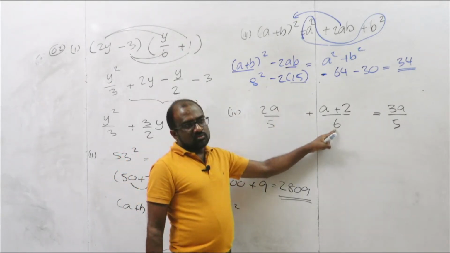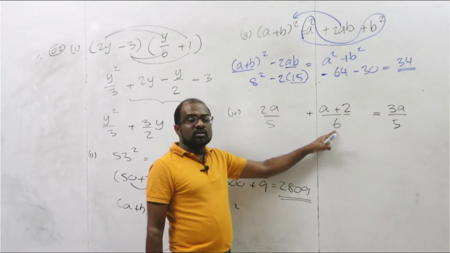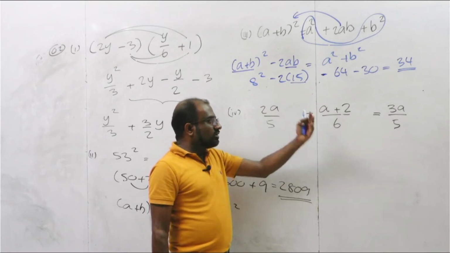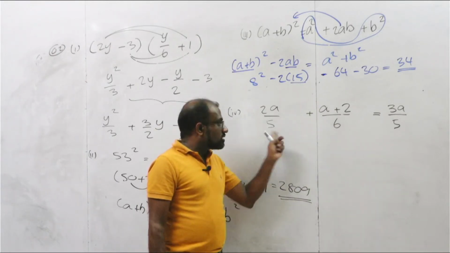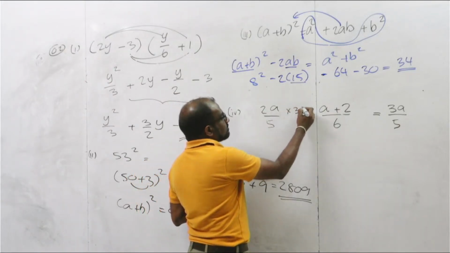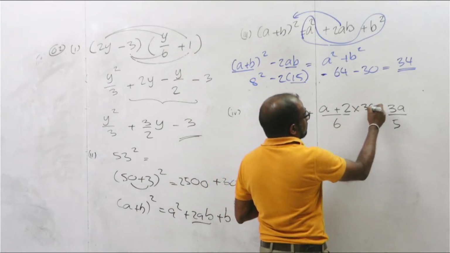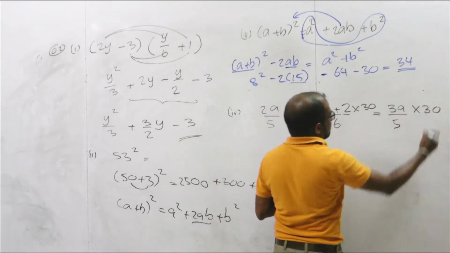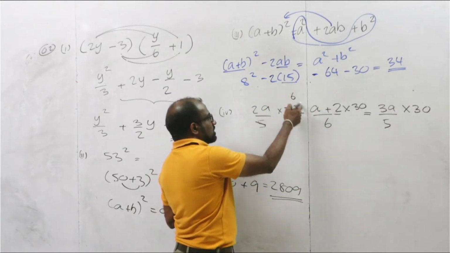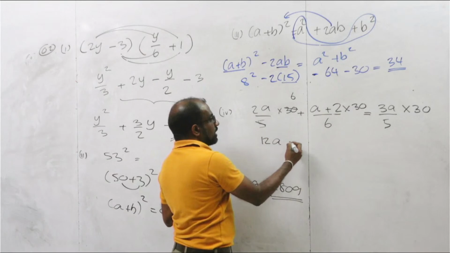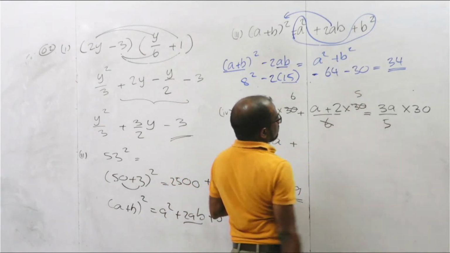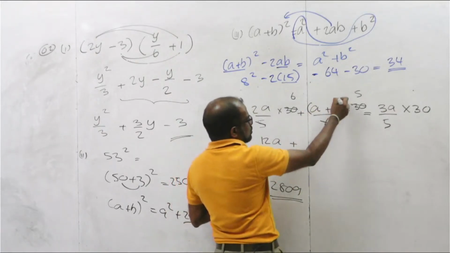Now 5 and 6. What's the LCM of 5 and 6? 30. 6, 12, 18, 24, none of those numbers you can divide by 5. So LCM is 30. All terms multiply by 30. 5 times 1, 5 times 6. 6 into 2a, 12a. 6 times 1, 6 times 5. Right? 5 into a plus 2.